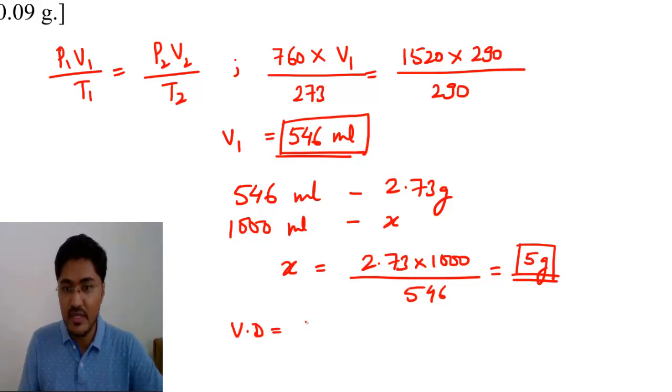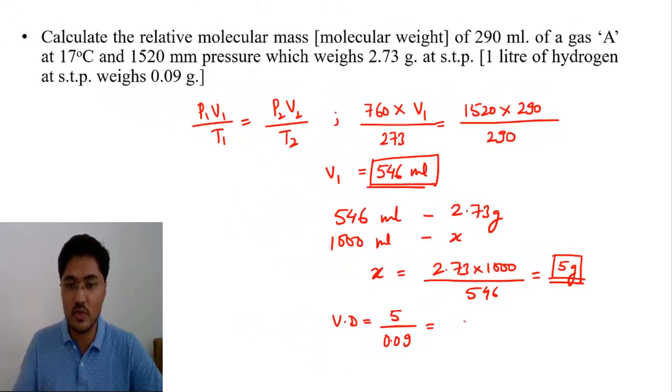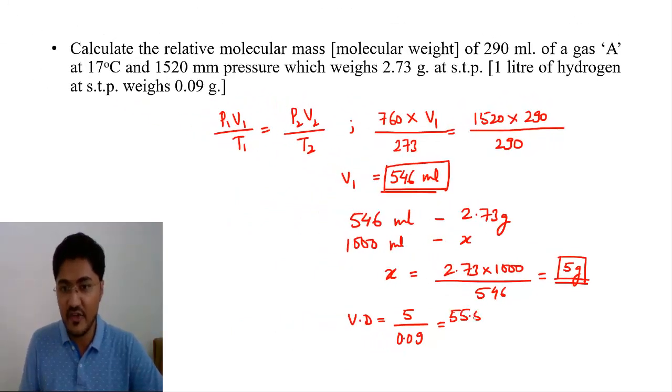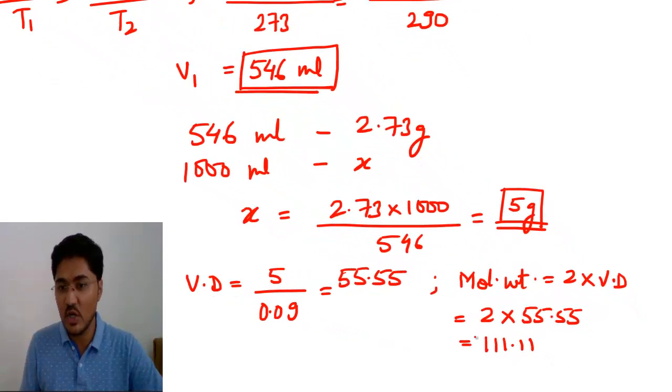So vapor density equals given mass in 1 liter and mass of 1 liter hydrogen, that is 0.09, which comes out to 55.55, and we know that molecular weight equals twice the vapor density, and hence we get 2 into 55.55, that comes out to 111.11, and that is your final answer.